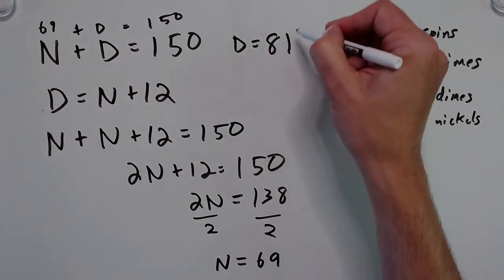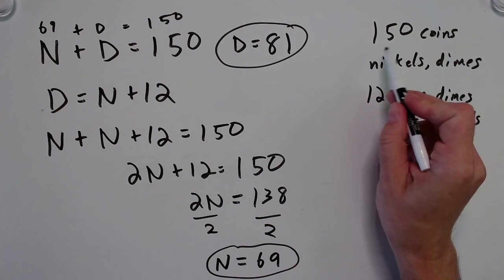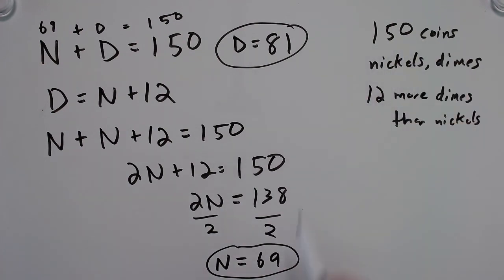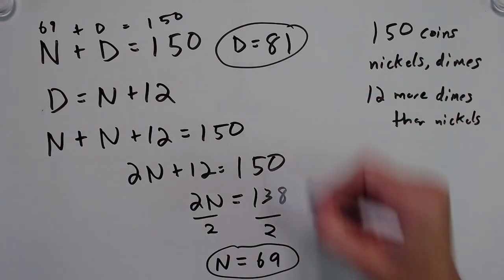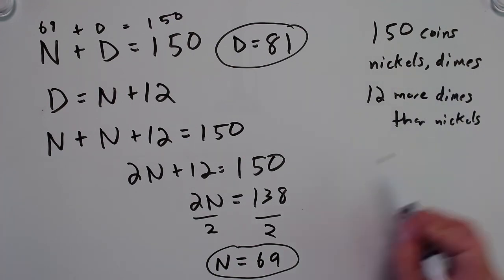So let's look at the two answers we have. Let's just make sure it makes sense. 150 coins. 69 plus 81, that's 150. 12 more dimes than nickels. So 69 plus 12 is 81. So yep, that makes sense.